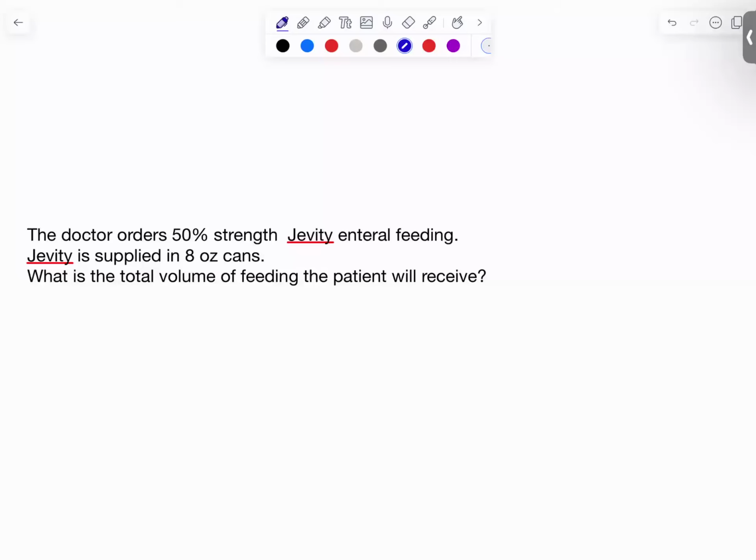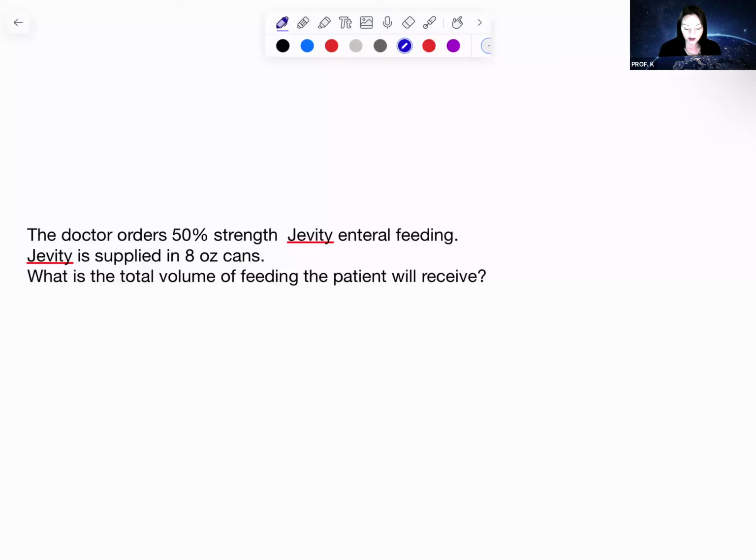So what is the question asking you? You got to read your questions. And you're going to hear me say this through your entire semester. Nope, that's the volume of water. No, it's asking total volume. So let's do it together. Don't get discouraged.